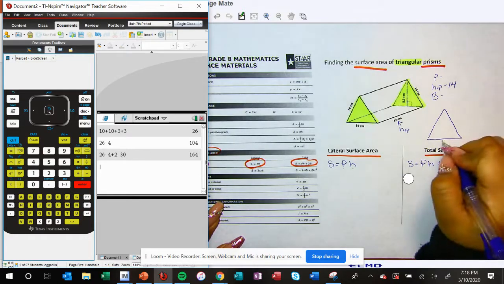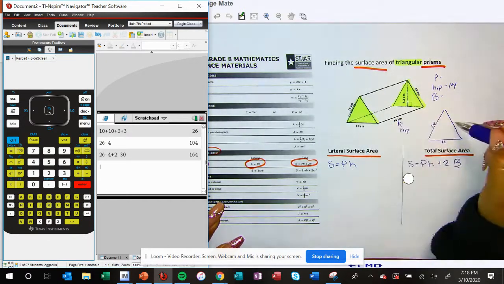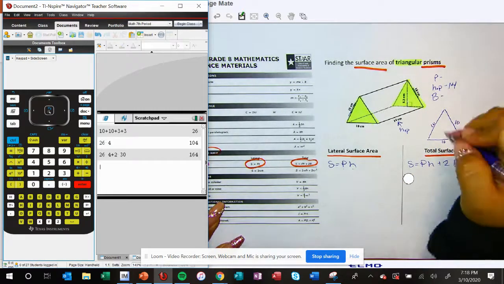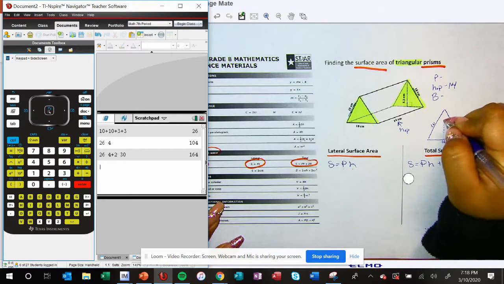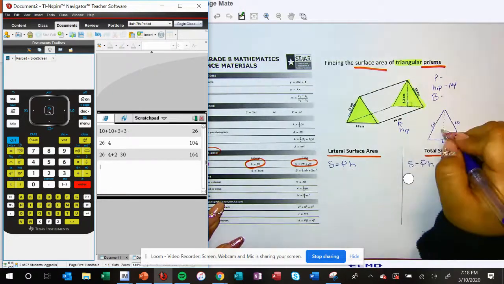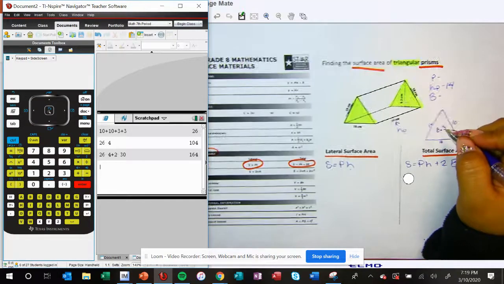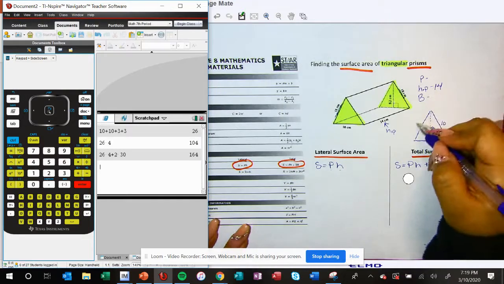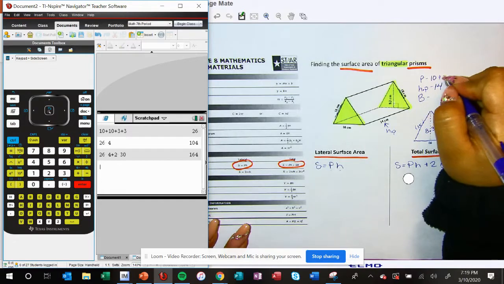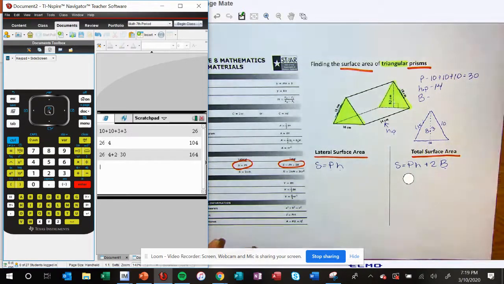Okay, so I know that this is 10. This is 10 because it's over here on this side. And then this side is also 10 because it's here. Now, I also need this height of the triangle, and that is 8.3. But I'm not going to use that right now. So for the P, I'm only going to be adding these three numbers here. So 10 plus 10 plus 10. But that's 30. We know that.